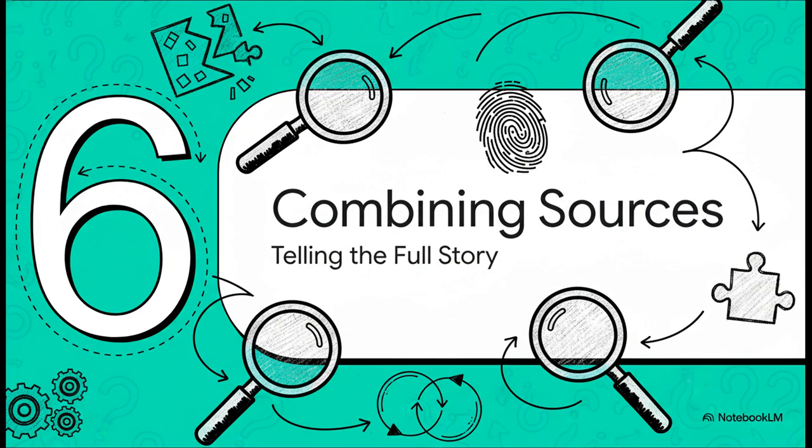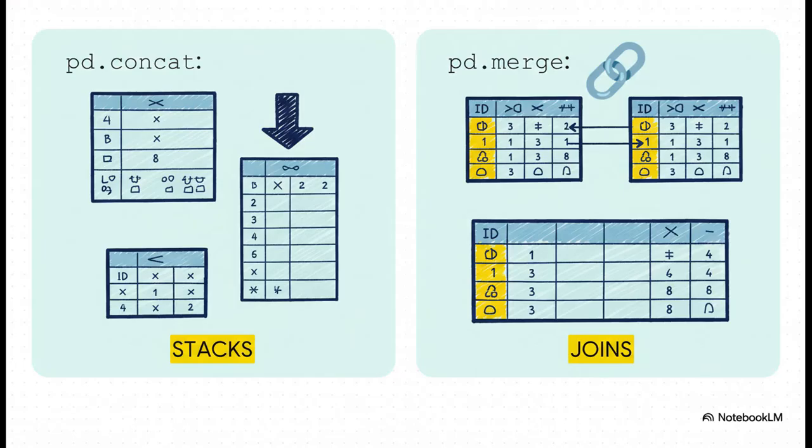All right, for our last major step, we're going to do what all the best detectives do: combine evidence from different sources. Because sometimes the full story only comes into focus when you bring multiple case files together. And for this, you've got two main tools. Think of pd.concat as just stacking files. You take one data frame and you put another one right on top of it or next to it. It's great for just adding more rows.